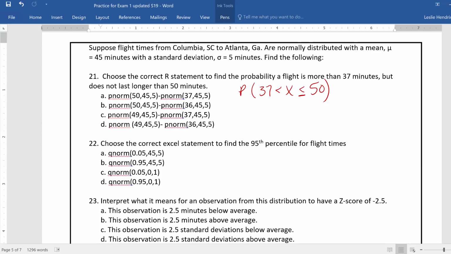All right, because of this, we don't have to be as careful as we were when we were doing our discrete distribution calculations. Here, you just always do p-norm of your upper number minus p-norm of your lower number, which is p-norm of 50 minus p-norm of 37.